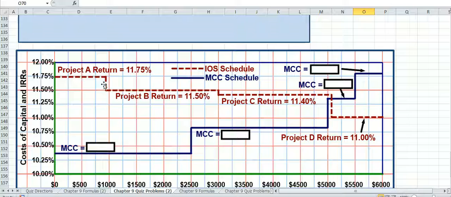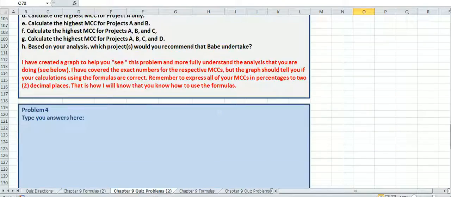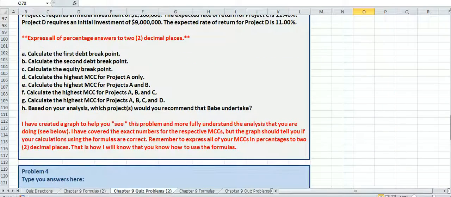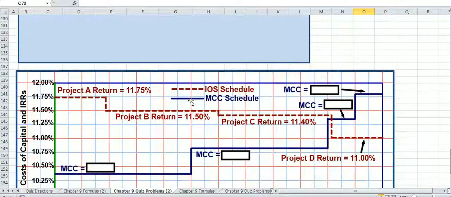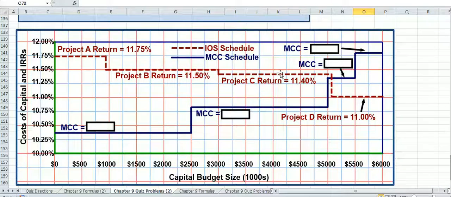So you can actually see the breakpoints here, see the projects here, and the answers that you get with the formulas that you calculate should align with what you see in the graph. I didn't actually put the numbers in because you need to figure those out yourself, but you can see where they should be, right? Here, here, here.